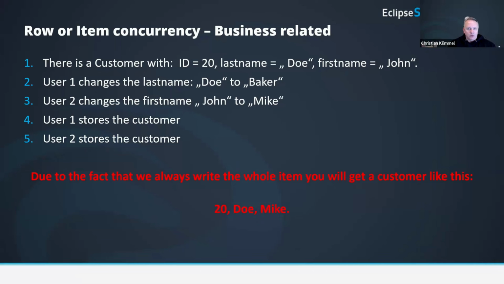Okay, this is quite a popular example. That's also the reason why relational databases provide locking mechanisms, or an optimistic strategy like the one provided by Hibernate, for example. It's the same on EclipseStore. You have to find your optimistic strategy to prevent such a business-related concurrency. So we talked about technical concurrency issues, and this is a business-related concurrency. This is not really a technical matter.